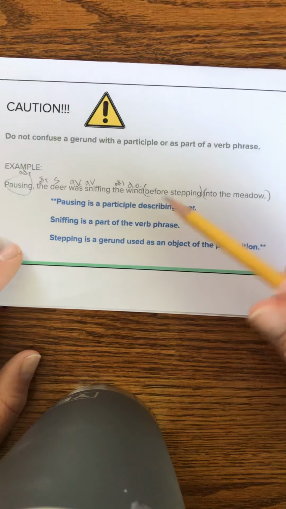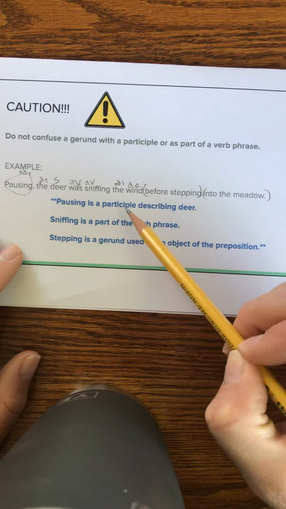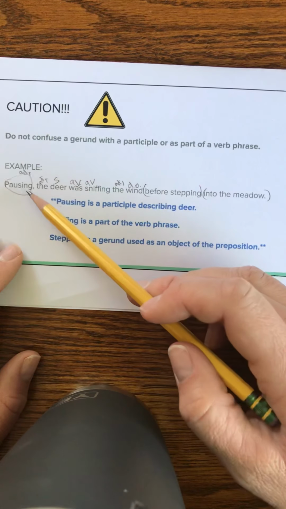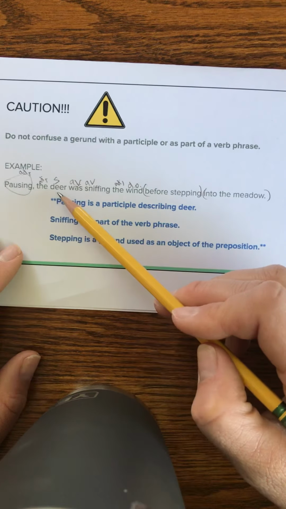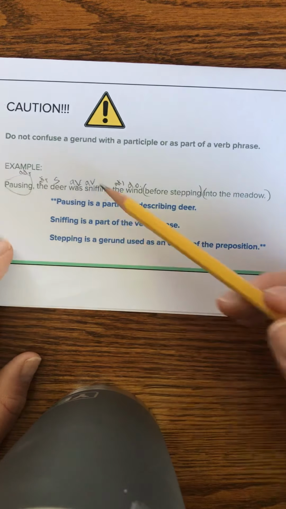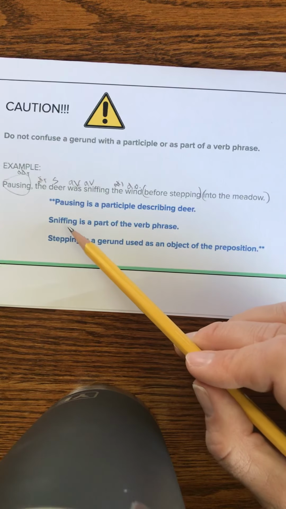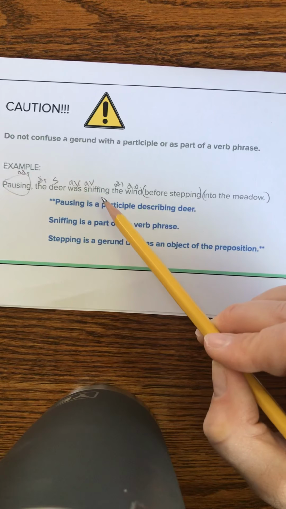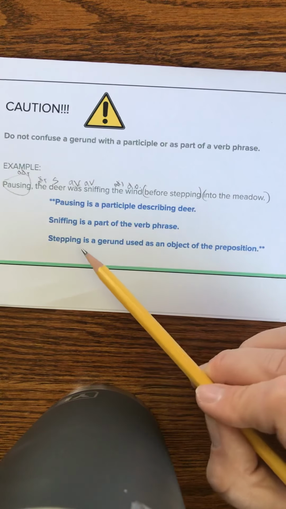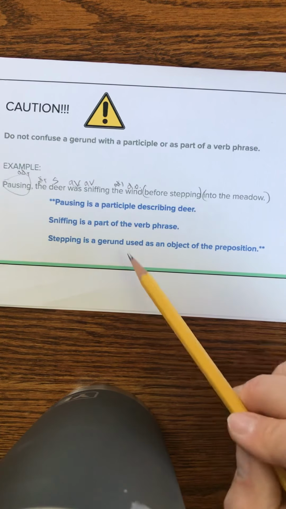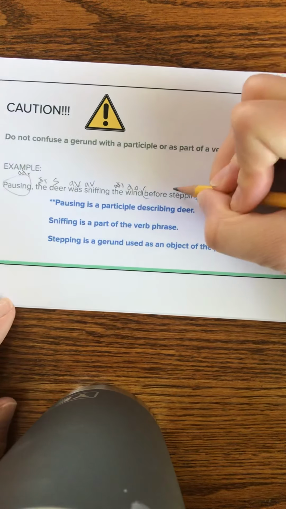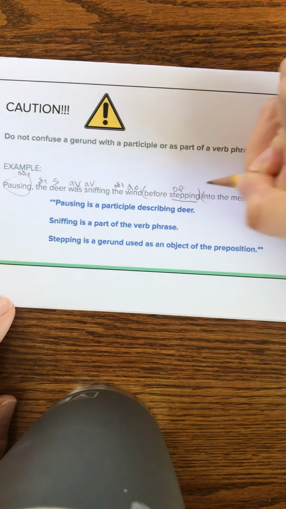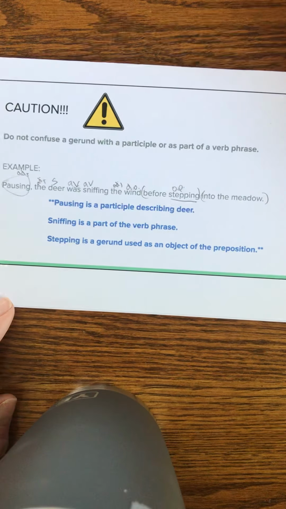Okay, so here we know pausing is a participle describing deer. It ends in ing, but it's being used as an adjective to describe which deer, the one that's pausing. Sniffing is a part of the verb phrase. Again, it ends in ing, but it's part of the main verb, so it's not going to be a verbal, it's going to be your main verb here. Stepping is a gerund used as the object of the preposition, right? You see it ends in ing and it follows that preposition.